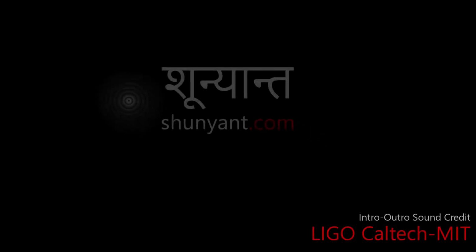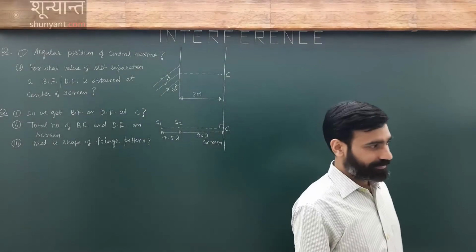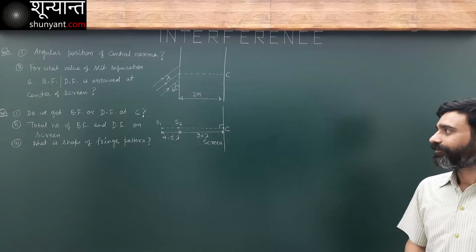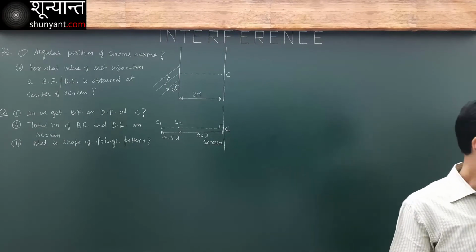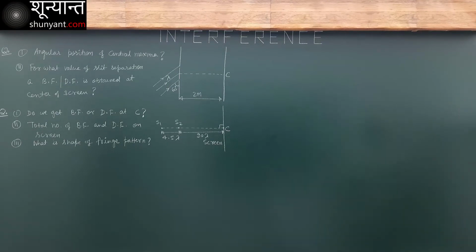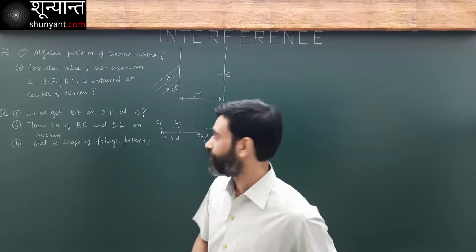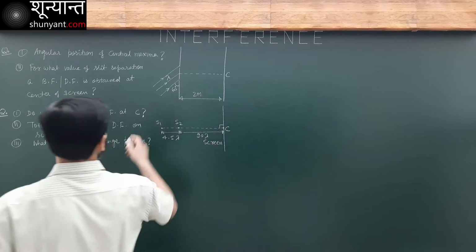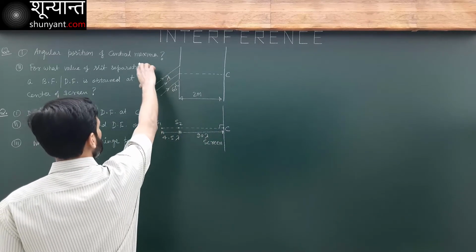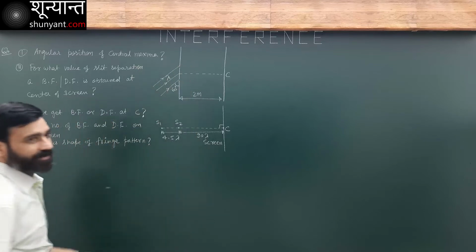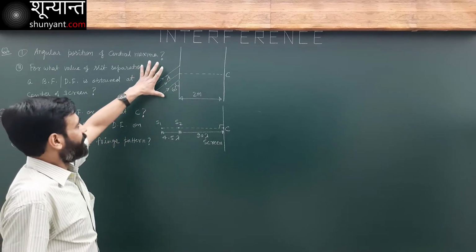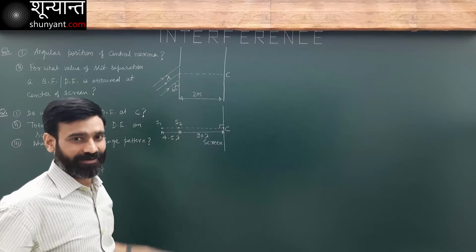Look at these problems. These two problems are also YDSE, but this YDSE is performed in a different arrangement. This is not the normal arrangement. In the normal arrangement, the light falls perpendicularly on the slits. Here, the light is falling at some angle.